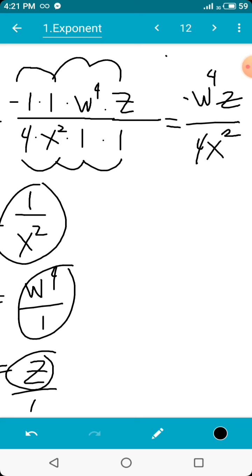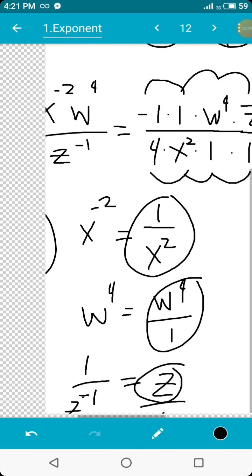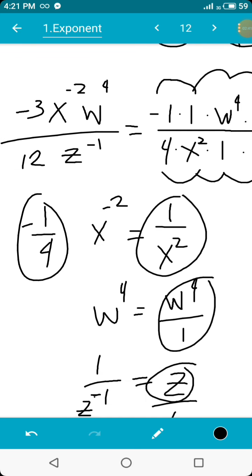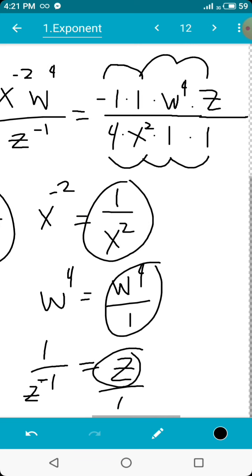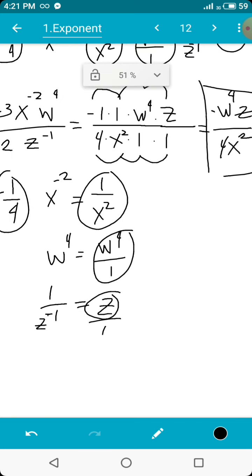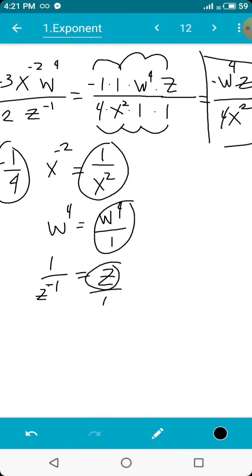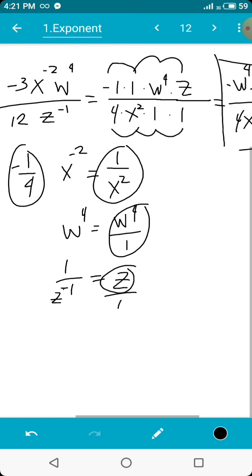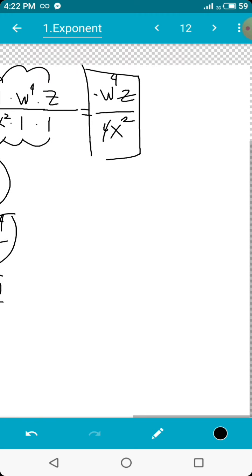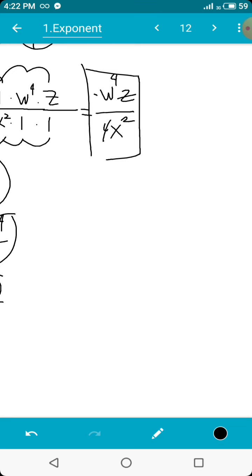Okay? So, this is how you simplify our expression, negative 3x raised to negative 2 W raised to 4 over 12Z raised to negative 1. Okay? So, guys, the goal is as much as possible, wala dapat negative na exponent. So, dun nung sinimplify natin itong expression natin, kung napansin nyo, wala nang natirang negative na exponent. Okay?